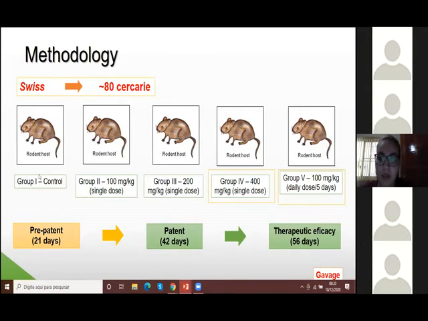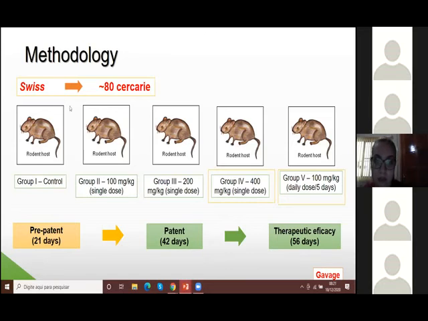Group 1 for control, one group treated with 400 milligrams per kilo at a single dose, and the other group treated with 100 milligrams per kilo daily. And here the pre-patent infection is 21 days post-infection. In this phase, we have juvenile worms in the portal system, the hepatic portal system of the definitive host. All the mice were treated by gavage.